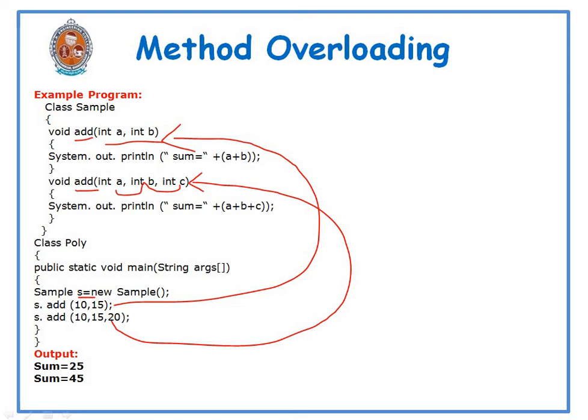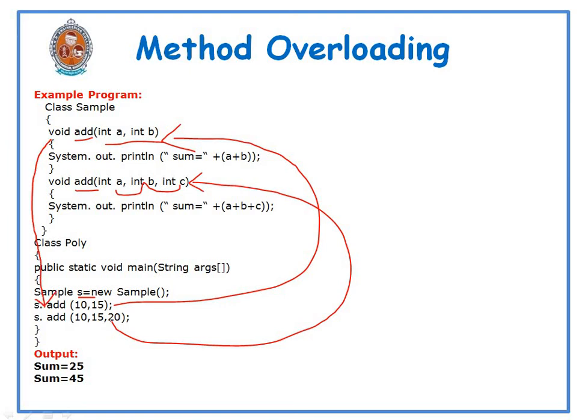Coming to the first method call, s.add(10, 15). Here 10, 15 are known as actual arguments, and when we call this method, the control is transferred from the calling method to the called method, and the actual parameters 10, 15 are copied into a, b respectively, and it prints the sum a plus b. That means 10 plus 15 is 25. After that the control again goes back to the calling method.